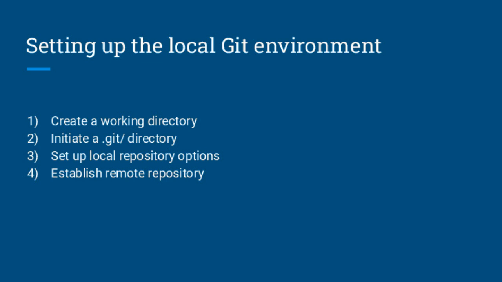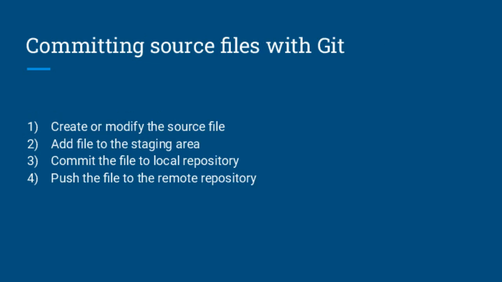Now, we will learn about how we will commit changes in a version control system like Git. To create a local Git environment, we do the following steps. We create a working directory, we initialize the .git directory, we set up the local repository. Optionally, establish your remote repository for committing source files in Git. We create or modify the source files. We add the files to the staging area. We commit the files to the local repository and we push the files to the remote repository.